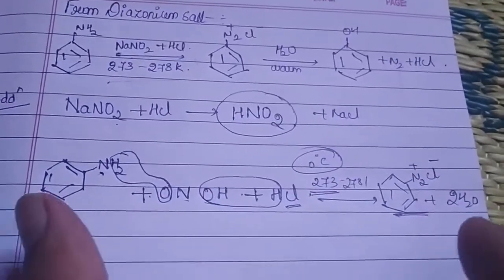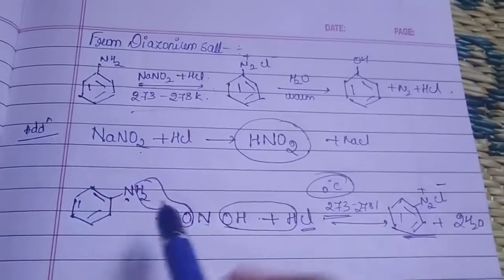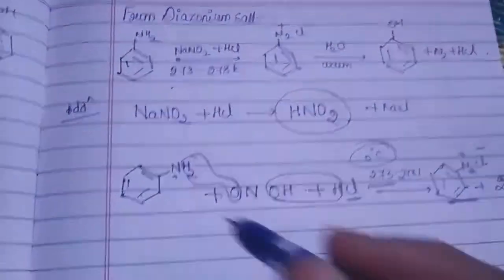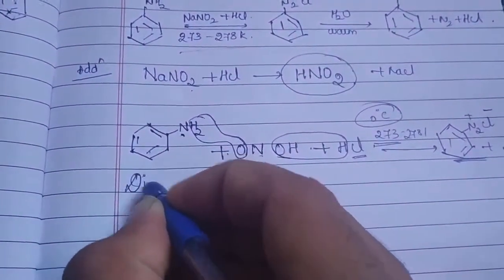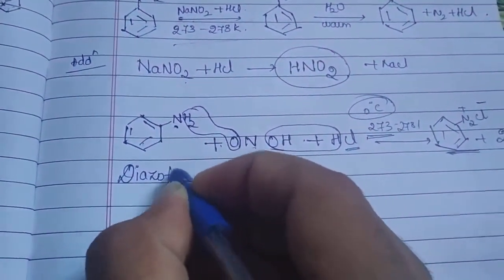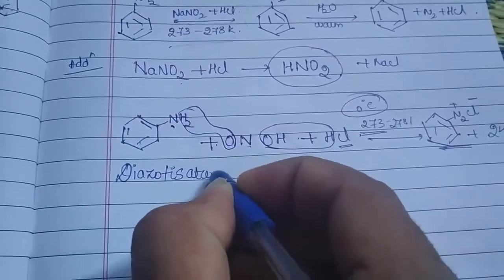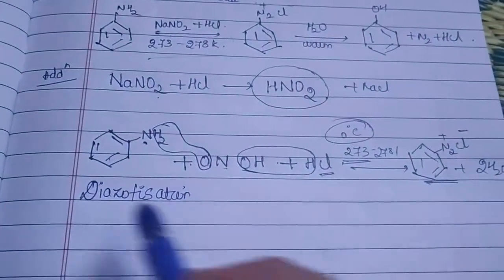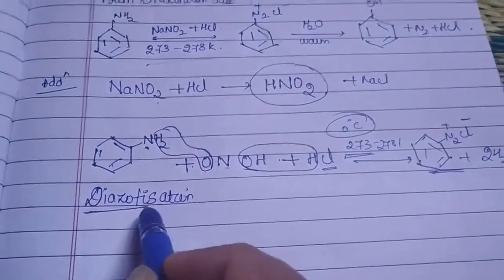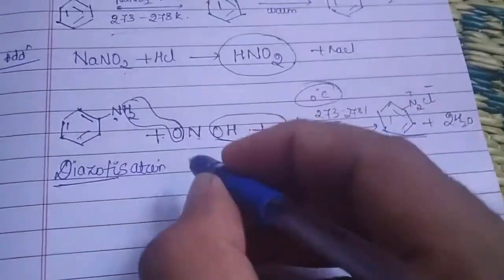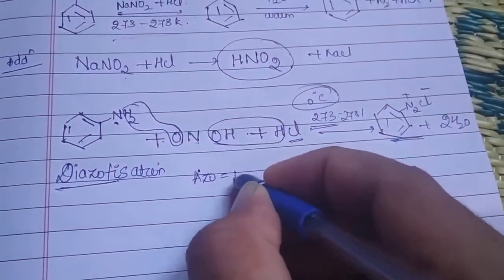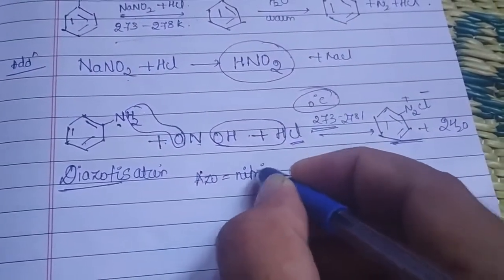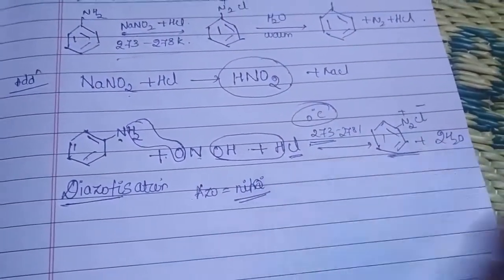But the important concept is over here. Whenever, here I have to mention one more important definition. What is that? We call it diazotization. Diazotization. Why have we given this name? What do you mean by this diazo? Remember, in Greek, azo means nitrogen. Azo group and nitro groups. Azo groups means nitro groups.